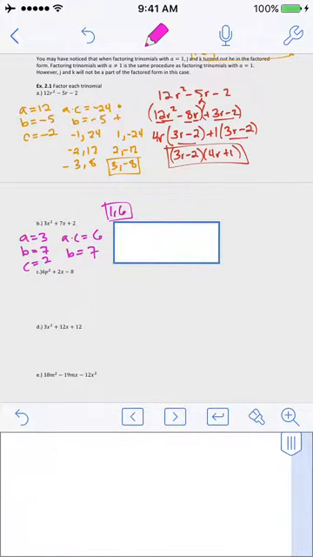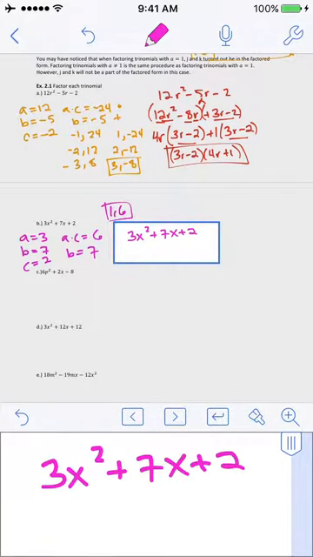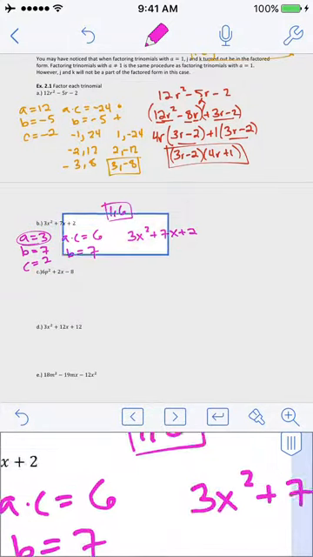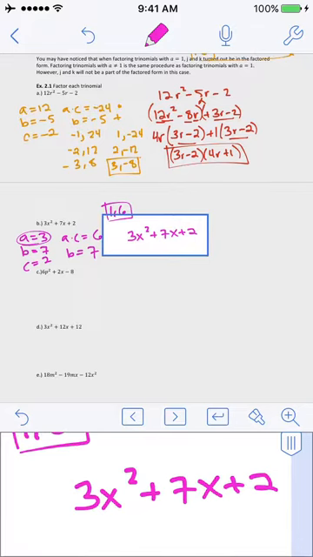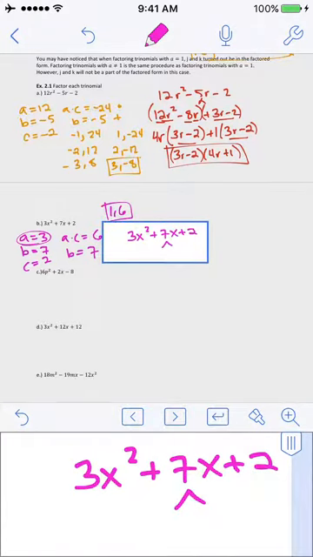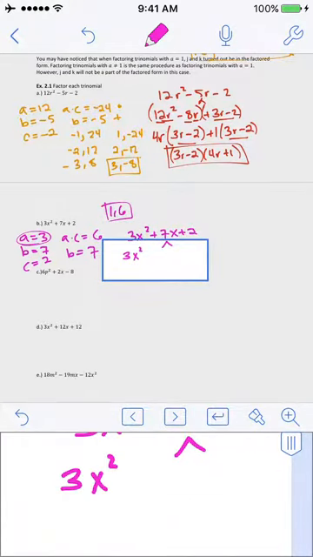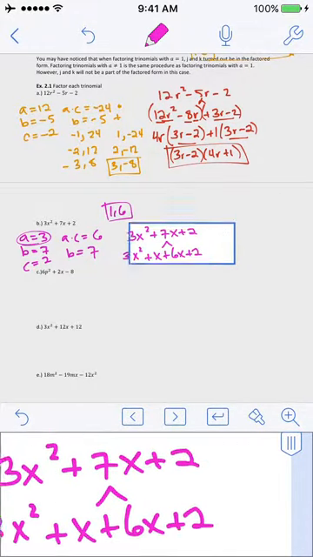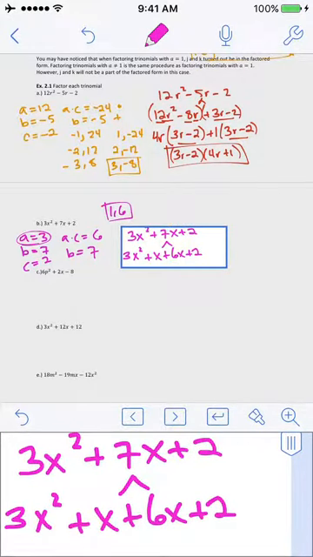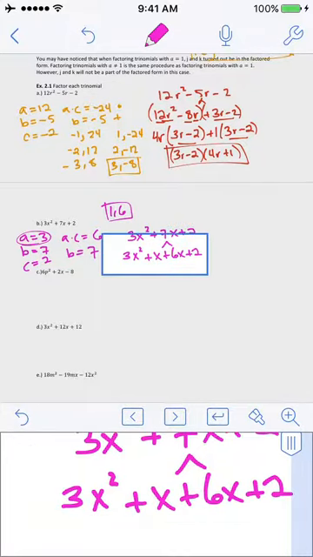So now we'll take our original polynomial, 3x squared plus 7x plus 2. A is not equal to 1, so I know that this does not factor down to x plus 1, x plus 6. Instead, I'm just going to split up the middle. 3x squared plus x plus 6x plus 2. So I broke up 7 x's into 1x and 6 x's. Alrighty, now I will factor those out.